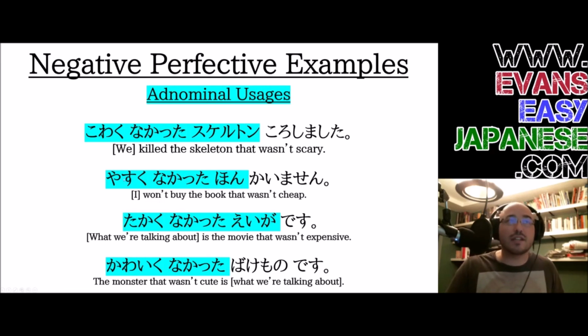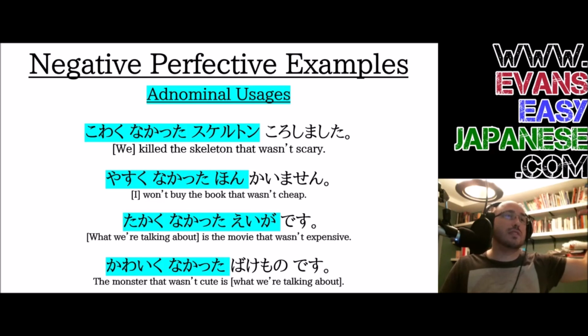In that situation, we could still use yasukunai hon because the book still exists as not expensive. But if we add the kunakata, it's like, remember how we went together and I showed you the book in the past? Well, it's that book that was in the past that I'm talking about. You know, I won't buy the book that, remember when we were at the bookstore and it wasn't cheap? That book. Does that make sense?